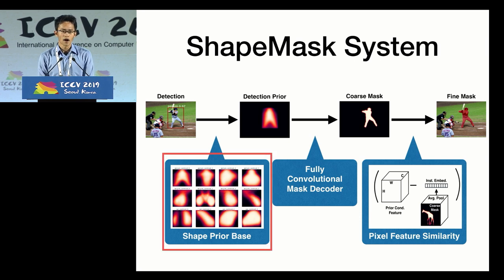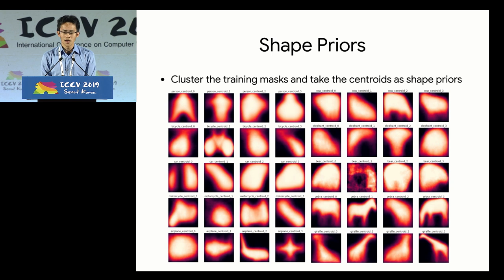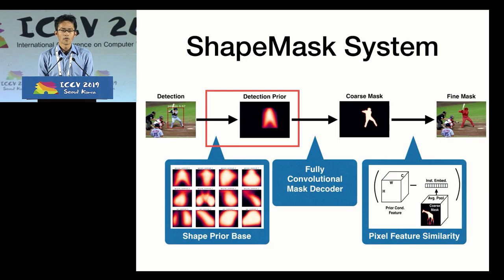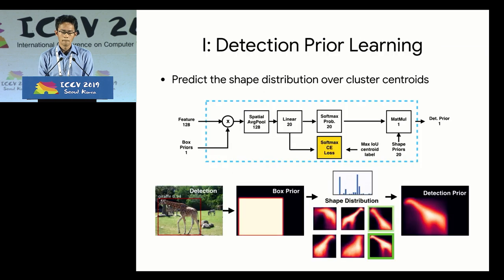First, we construct the shape prior base. We cluster the training masks and take the centroids as shape priors. Then we compose the shape priors into detection priors. We predict the shape distribution over the cluster centroids, and then we produce the detection prior by a weighted sum of the shape priors.